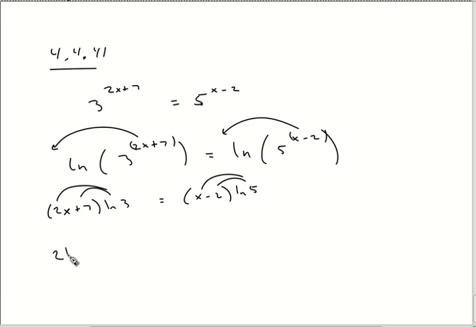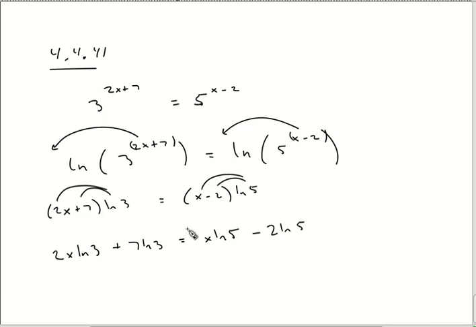So it's no problem. Let me rewrite here. So I've got 2x ln3, they're just all mushed together, and I got a 7 ln3 is equal to x ln5 minus 2 ln5. There we go. Cool. So no problem there.